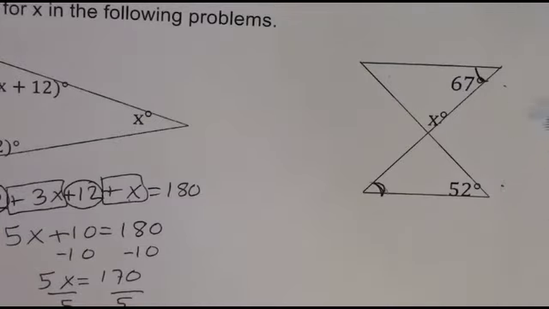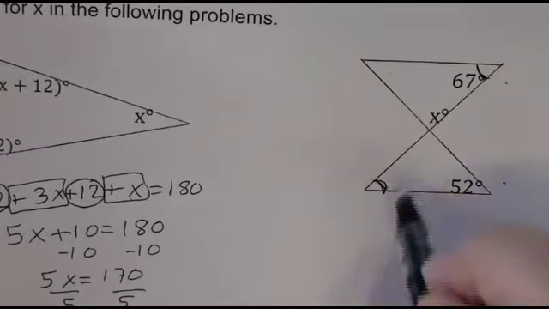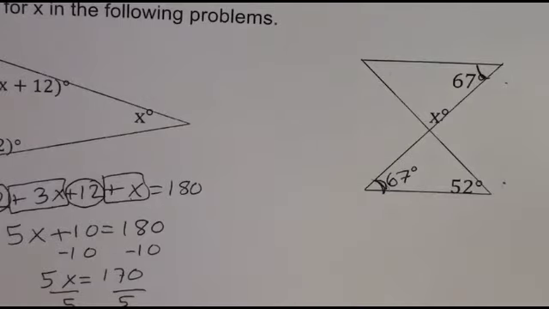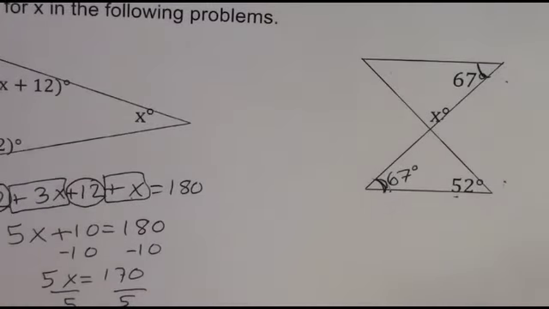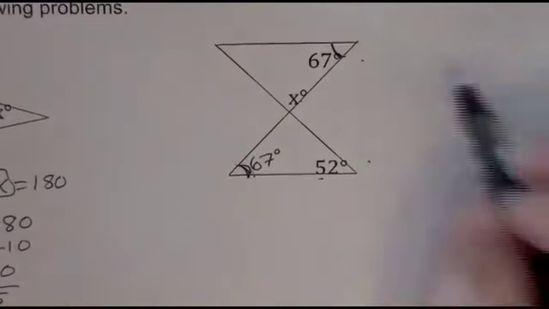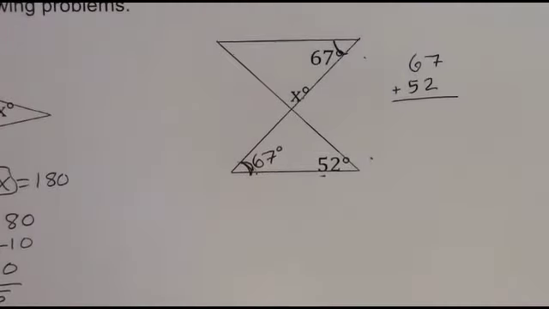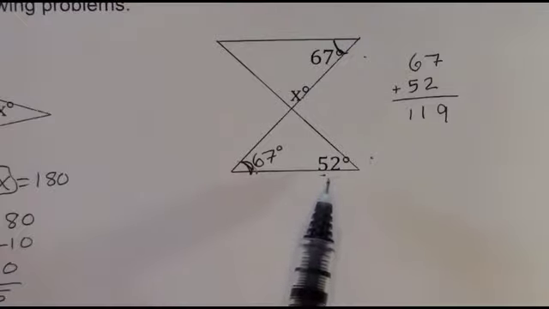So we fill in what we can. We know the top right angle is 67 degrees and it's congruent to the bottom left, which means the bottom left angle is also 67 degrees. Well, now the bottom triangle, we actually have two of the angle measures. We have the 67 and the 52. So what we can do is solve for the missing angle. 67 plus 52. 7 plus 2 is 9. 6 plus 5 is 11. So far we have 119 degrees here.